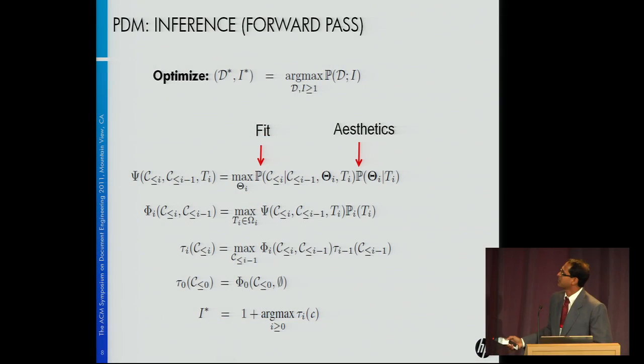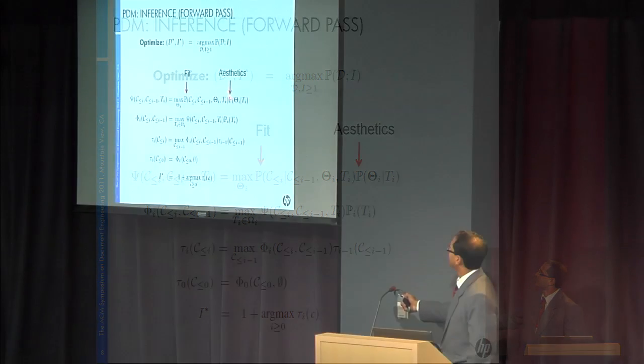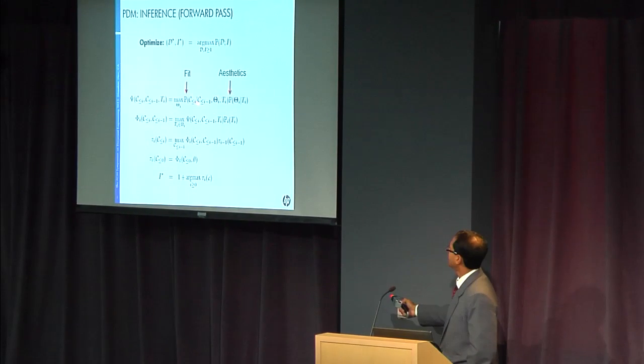Now, an interesting thing pops out. This, as I told you, was like a fit term. It's how well content fits the page. And this is a prior on the preference for the parameters. So what this tells you is basically that in maximizing this for theta, if you have more than one way to fit the page, you're going to choose more aesthetic outcomes, because this will be the same, and then this will dominate.